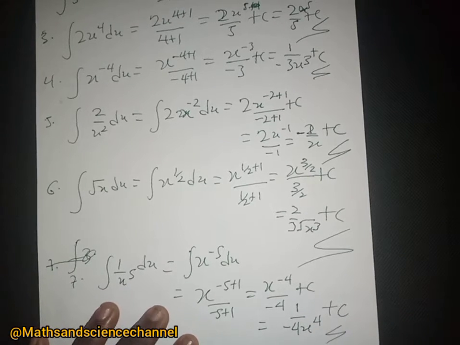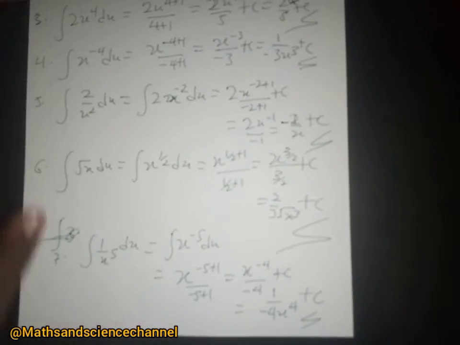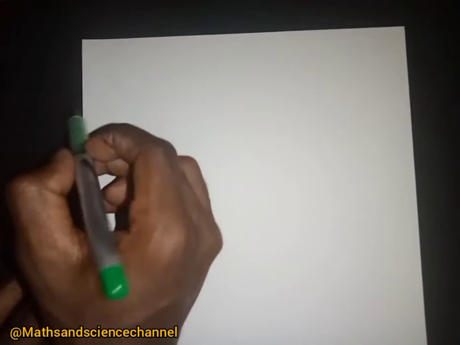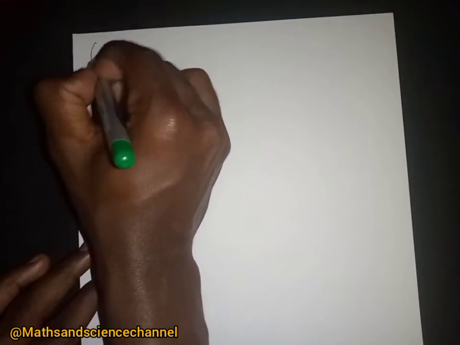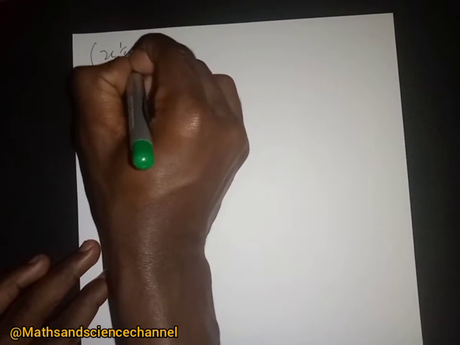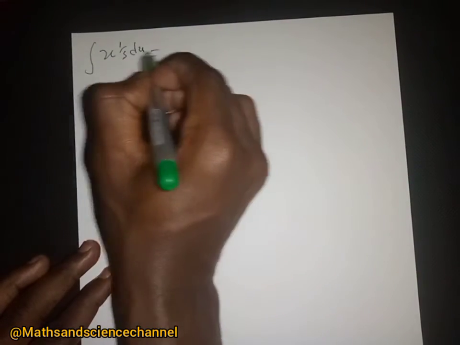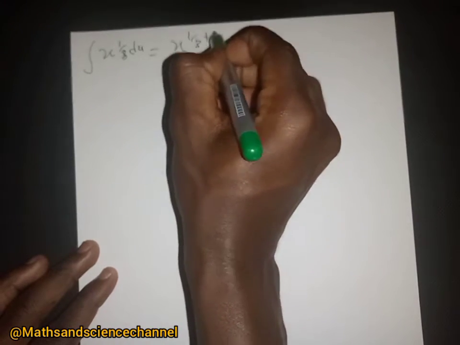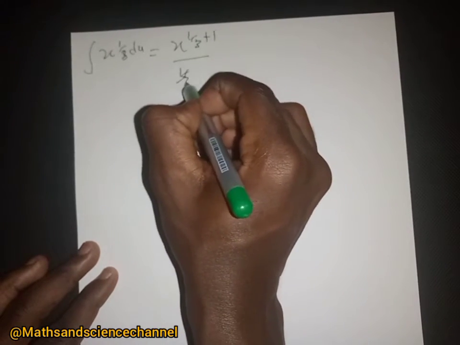Okay, so we can do more. So let's do more integration. Then we can have another one here, the integral of x to the power 1 over 3 dx, right? And this will be equal to x to the power 1 over 3 plus 1 divided by 1 over 3 plus 1.